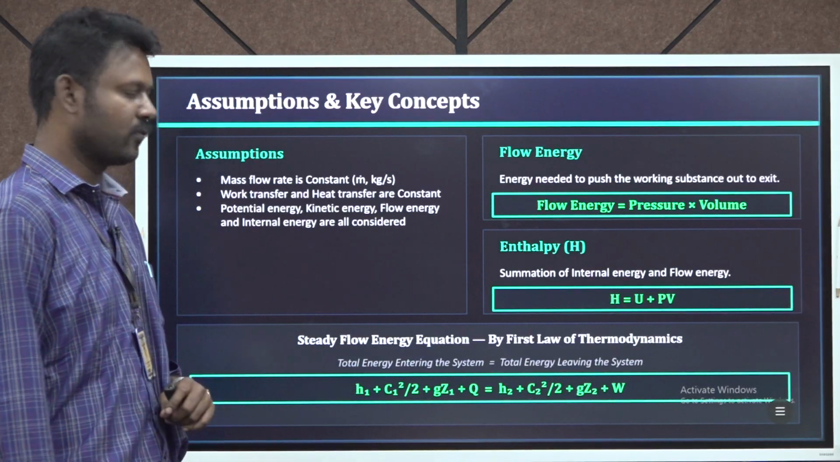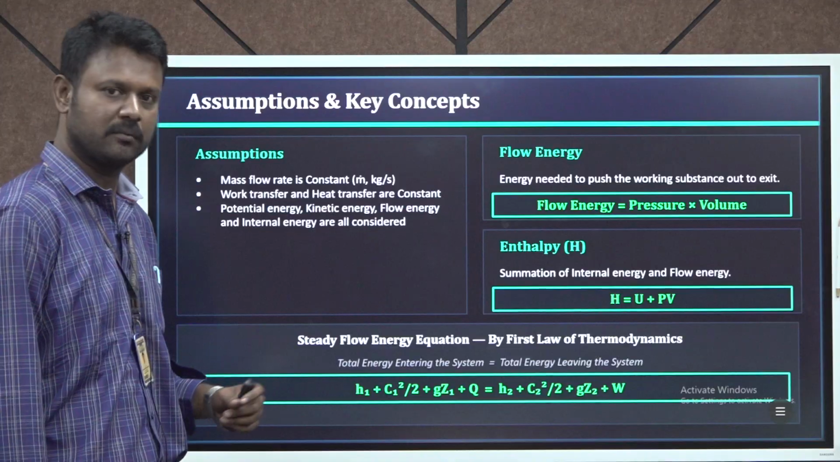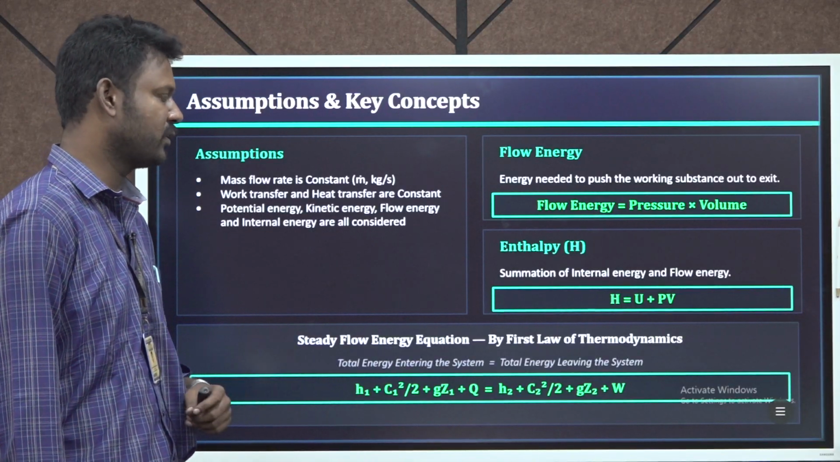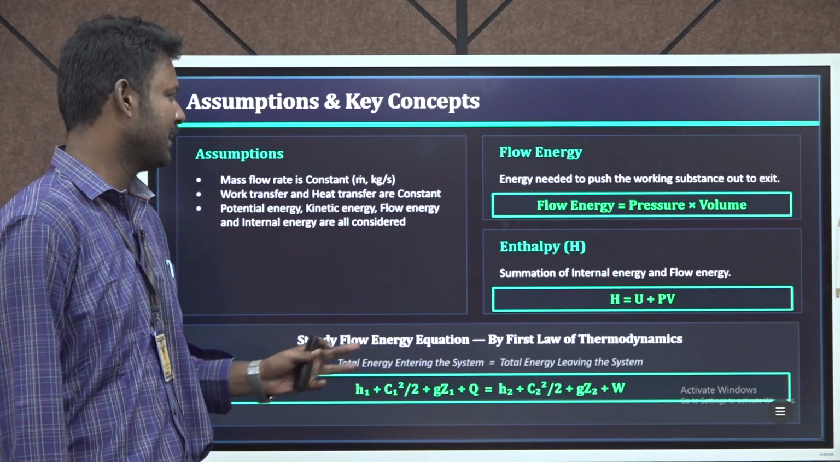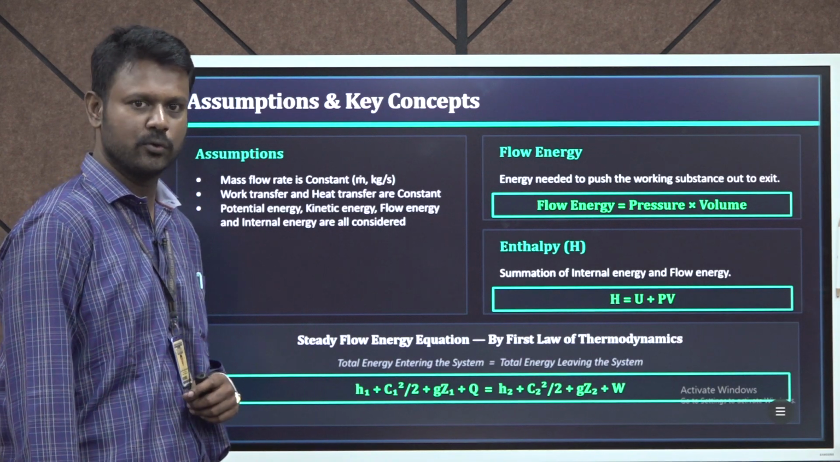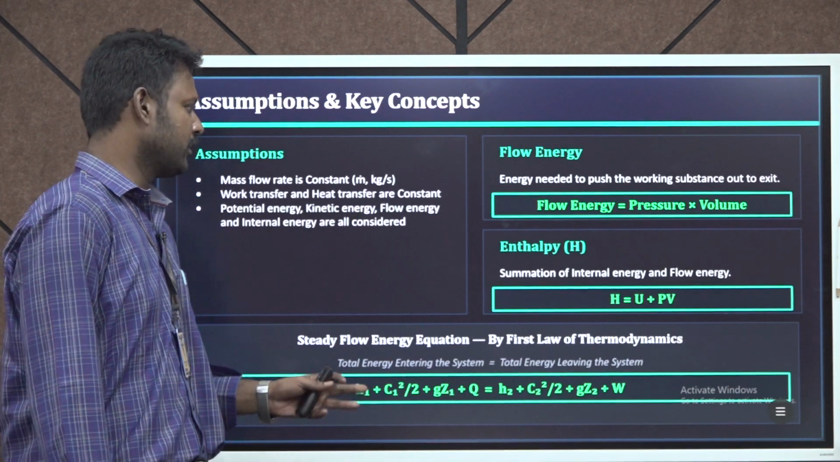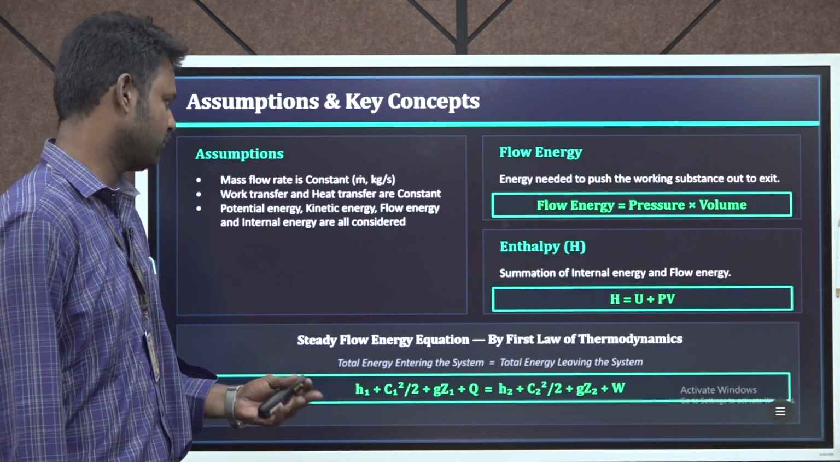Flow energy is the product of pressure and volume. So we can have it as enthalpy, that is H is equal to U plus PV, where U is internal energy and PV is flow energy.